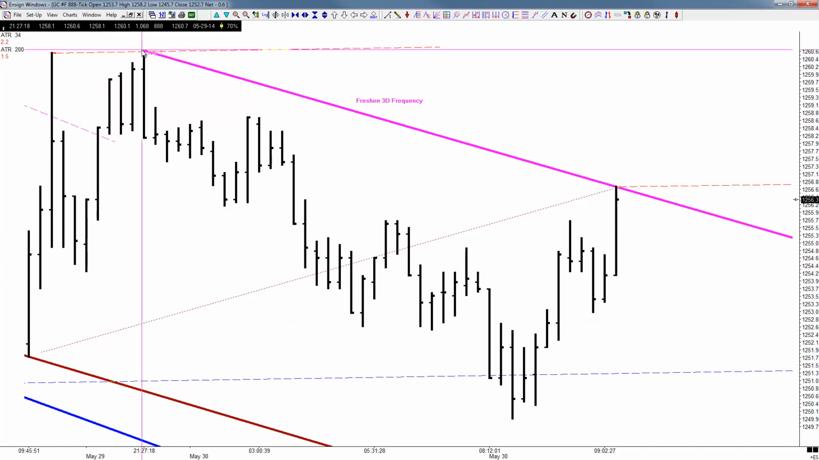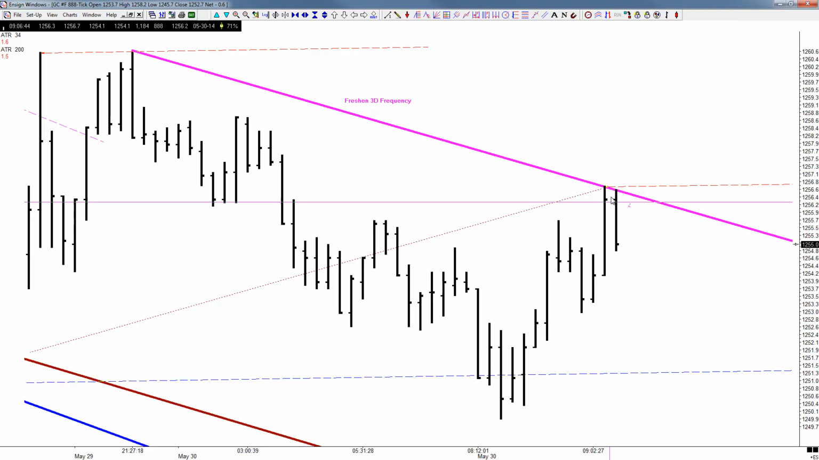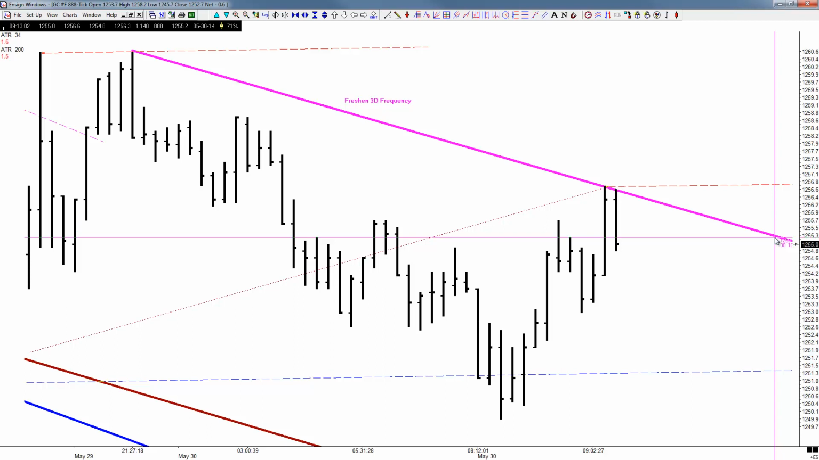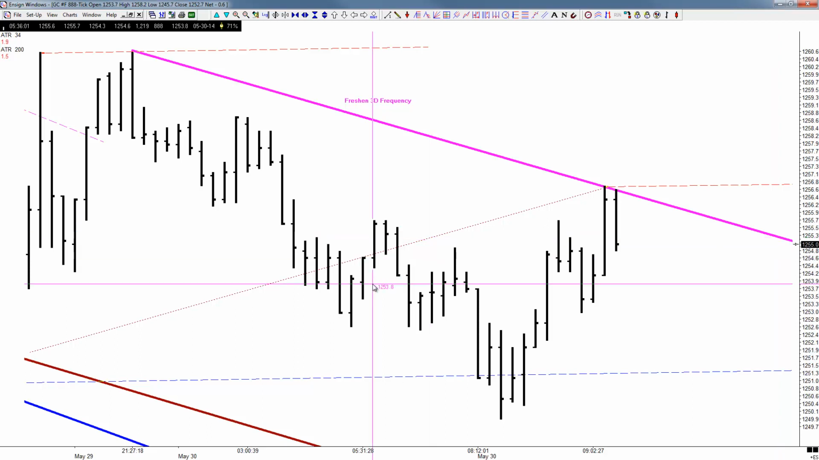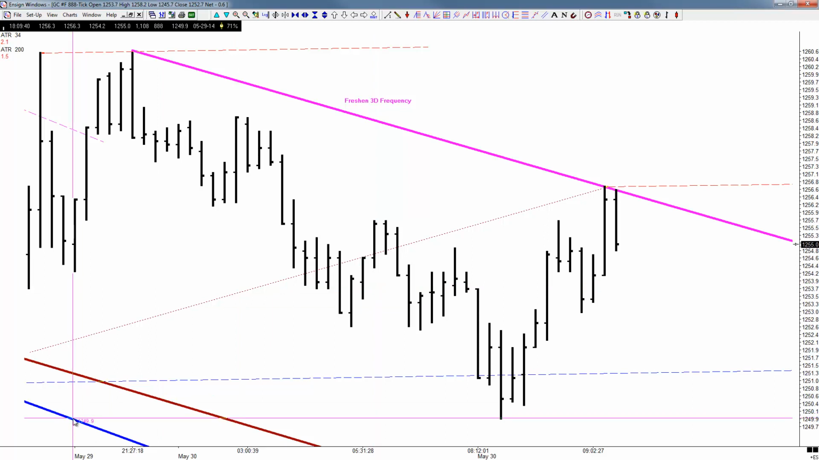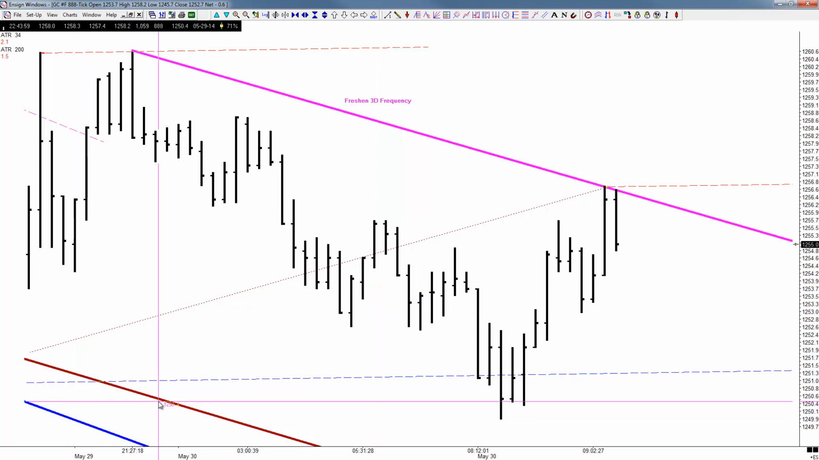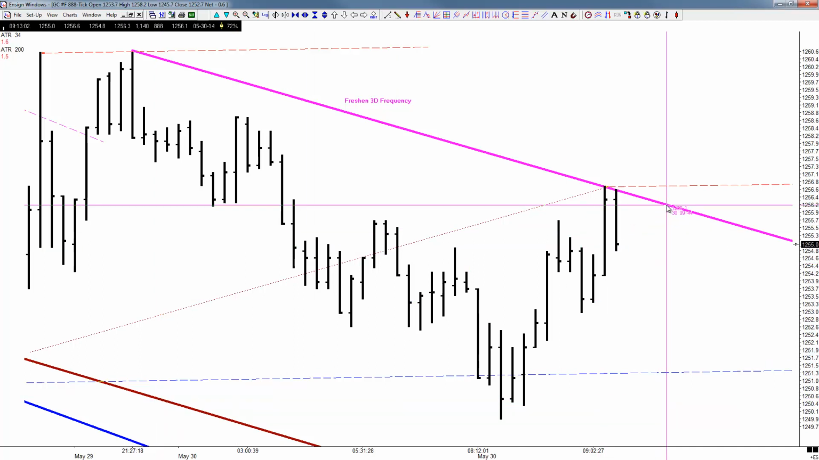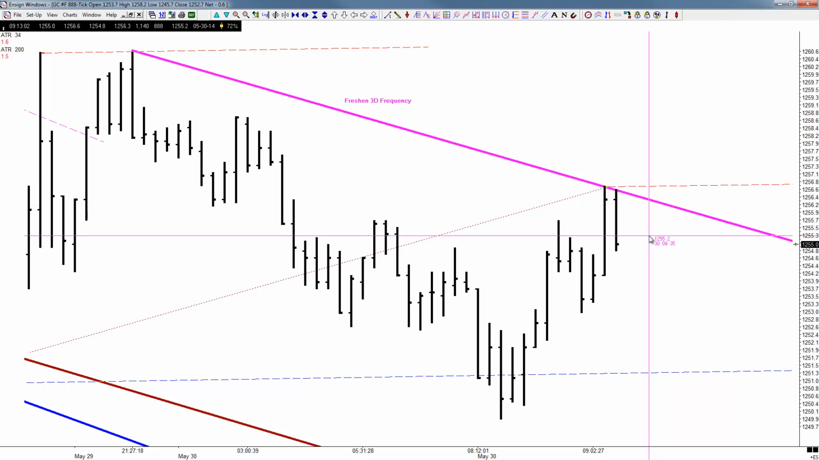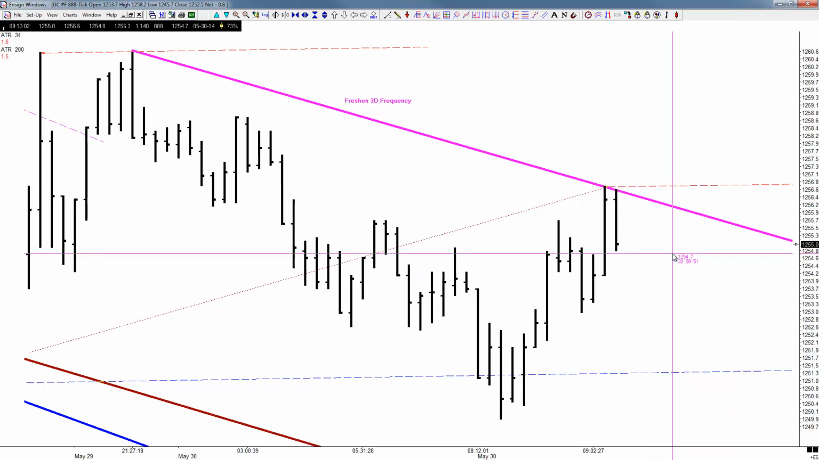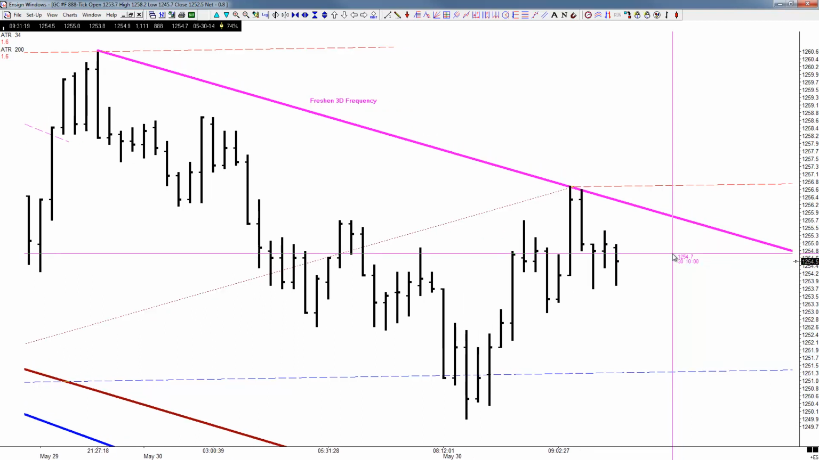Here's double tops. When we get this, I like that. You with me? I've got a force pivot off this blue line. I've got some frequency off this brown line. I'm watching both. I've got my pink line as my freshened 3D frequency, and I've got a blue and a red box. Looks awfully close to one of your lower 3D frequencies. Okay. Hadn't checked it, but maybe.